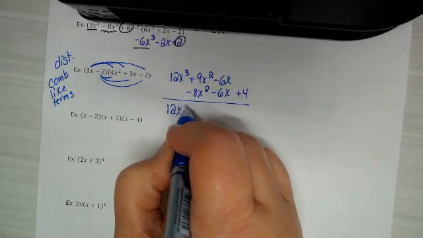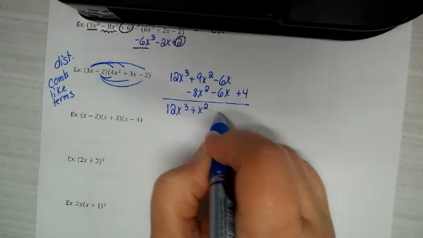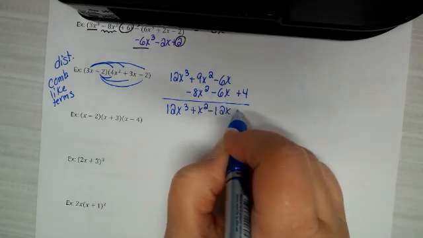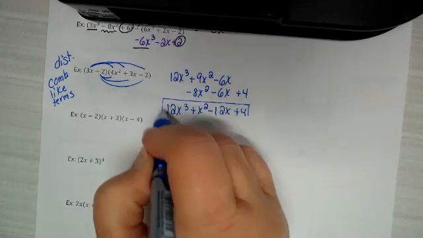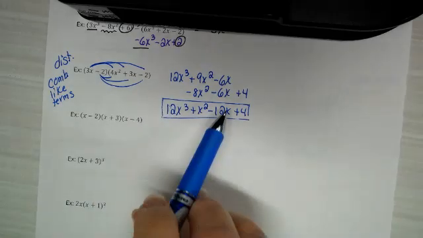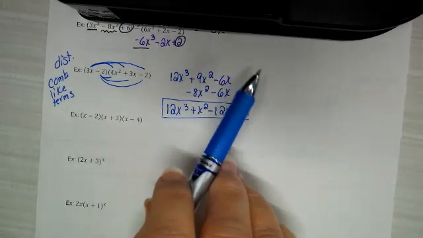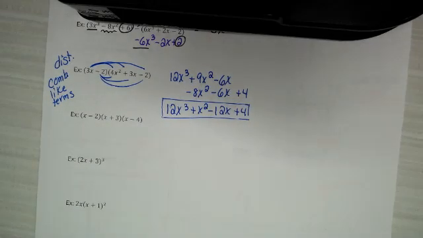12x to the third plus x squared minus 12x plus 4. And there's my answer. So I think lining up the like terms makes it easier to combine them. To me, it's less confusing.